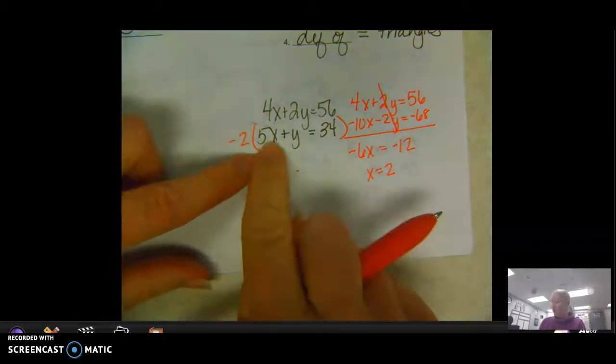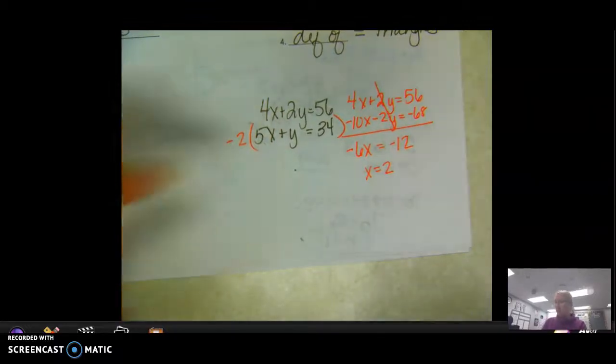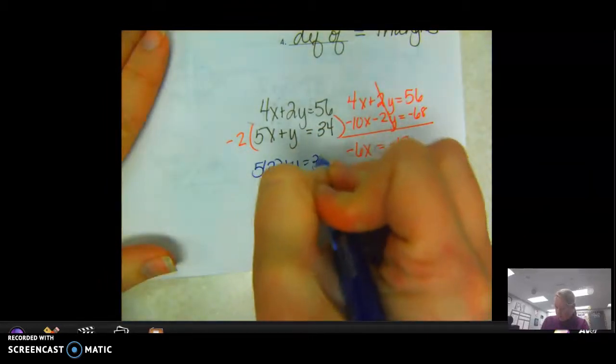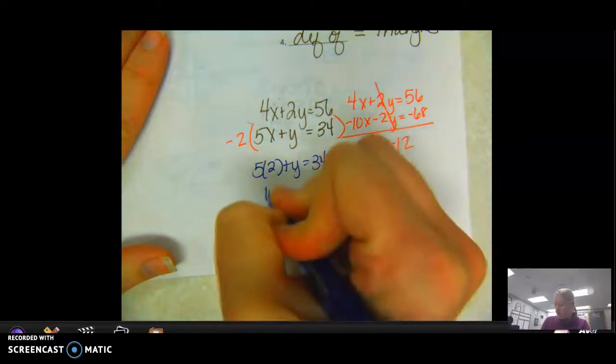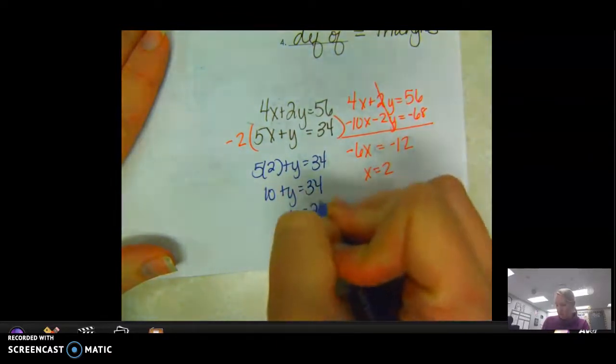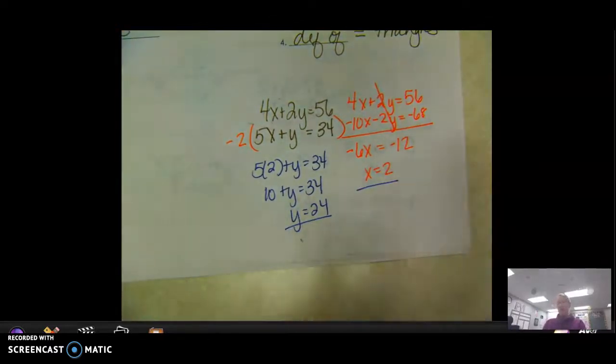To find my y value, I plug my x back in to either one of these equations. It just looks a little easier if I go into the bottom one. So I'm going to do 5 times 2 plus y equals 34. Well, 5 times 2 is 10, so 10 plus y equals 34. Subtract 10 from both sides, I get y equals 24. So those are my two answers.